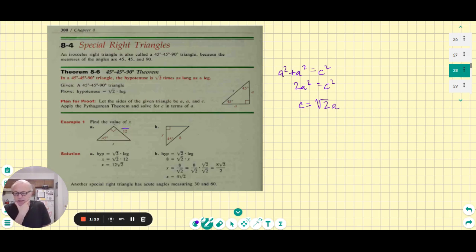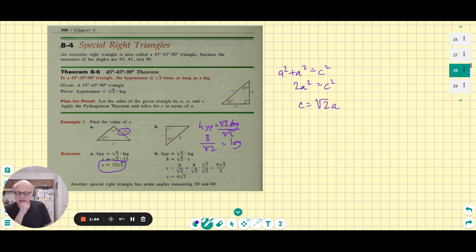So in problem A, we already know that one of the sides is 12. Multiply by square root 2, we get the hypotenuse. Pretty simple. Well, what if we already know the hypotenuse, but we don't know the leg? Then we'll end up having to divide because the hypotenuse is square root 2 times the leg. If we knew the hypotenuse, let's say in this example it's 8, we'd have to divide by square root 2 to get the leg.